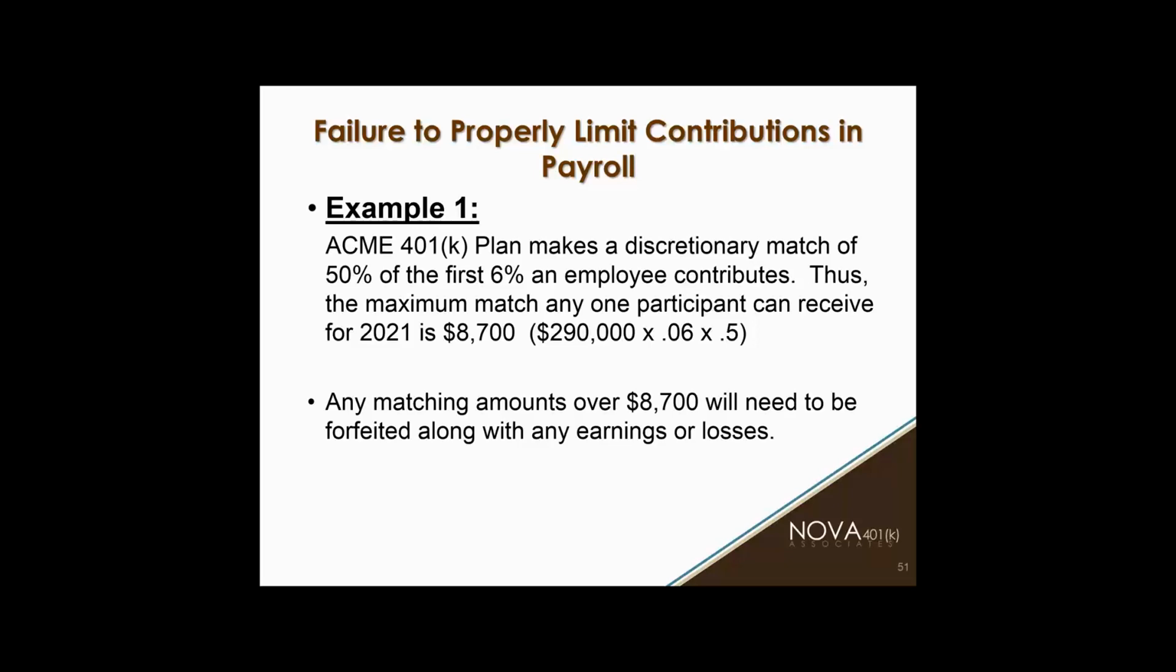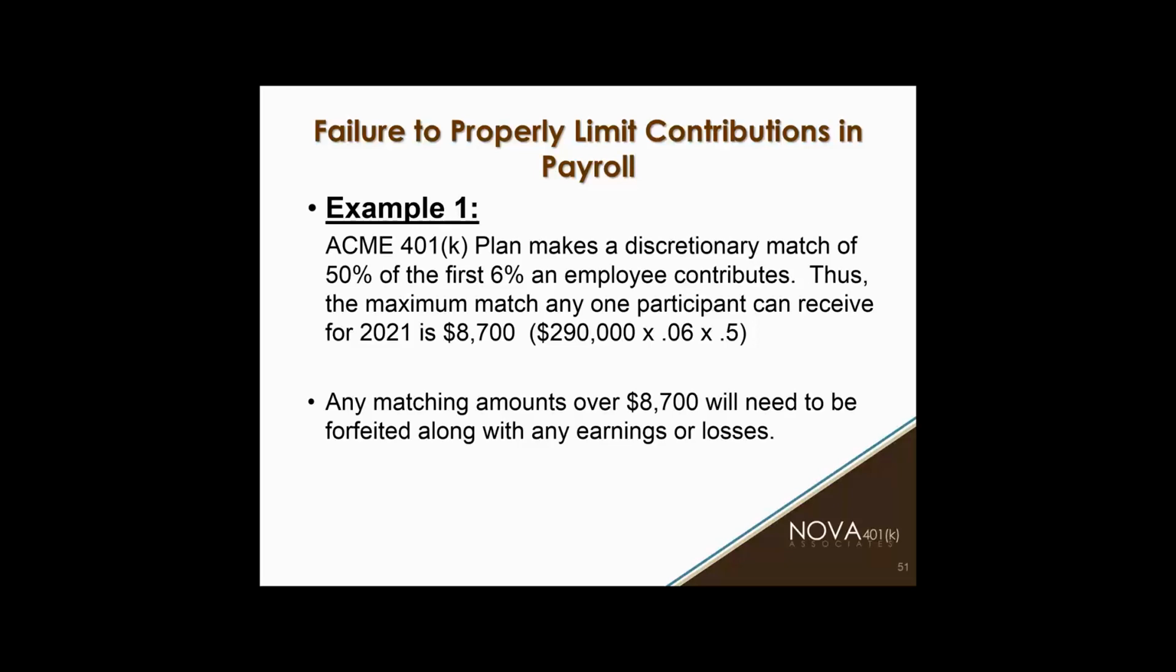If we have a plan, for example, that has a discretionary matching formula of 50 cents on the dollar on the first 6%, then that means that the maximum match for this year that any one person can get is $8,700. And we get to that by taking the 290,000 times basically 6% times 0.5. So basically 3% of 290 is the limit.